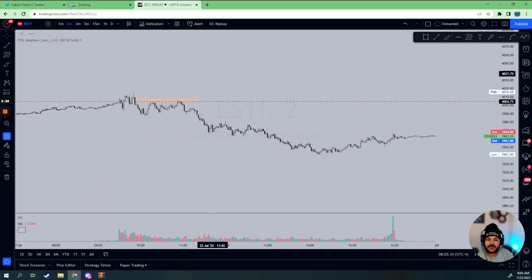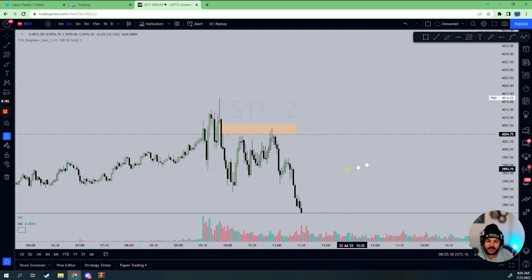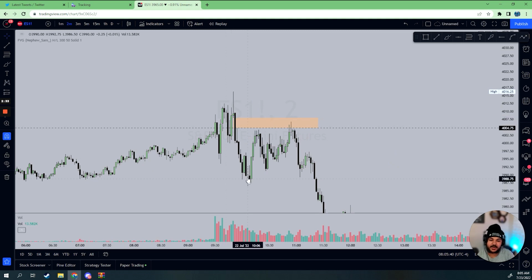Right now, how did we find our entry? We found our entry based off of this fair value gap. There was also another fair value gap here, which is where I added a starter position. Right, we added a starter position on this fair value gap here, and you guys can see obviously it didn't work out, but that's why we had a starter.